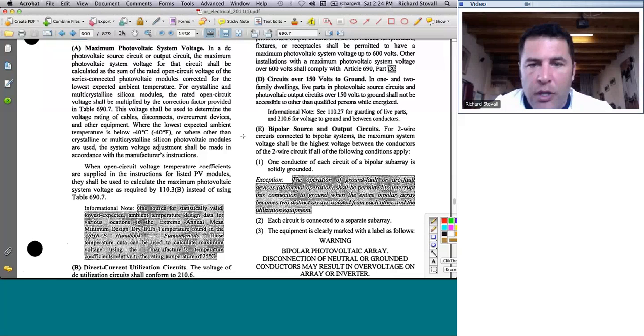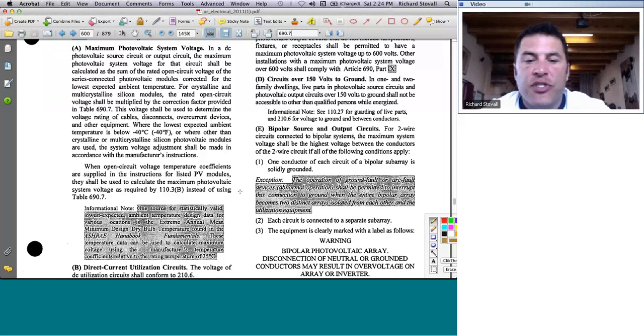Because typically, during those record low situations where you're getting the absolute lowest, there's no irradiance at all, because it happens at nighttime. So in that sense, it's overkill to use the record low. But yet, for years, the industry utilized that, and some authorities having jurisdiction still require that you use that. Okay. However, for 2011, there's an informational note, which used to be called a fine print note. Down below it says, where one source for statistically valid lowest expected ambient design data for various locations is the ASHRAE handbook. Okay.